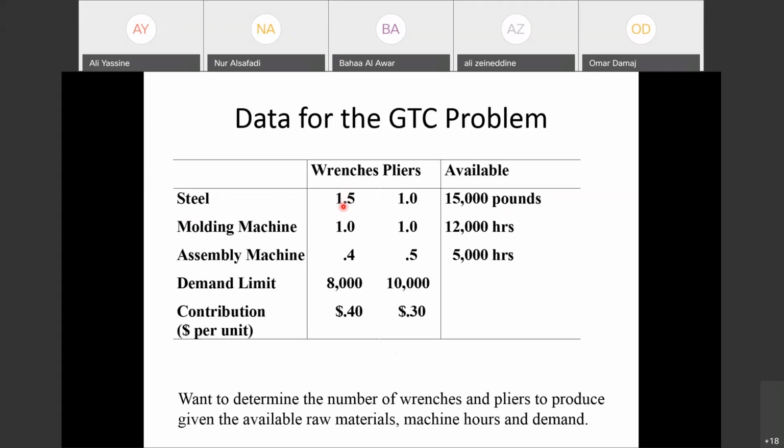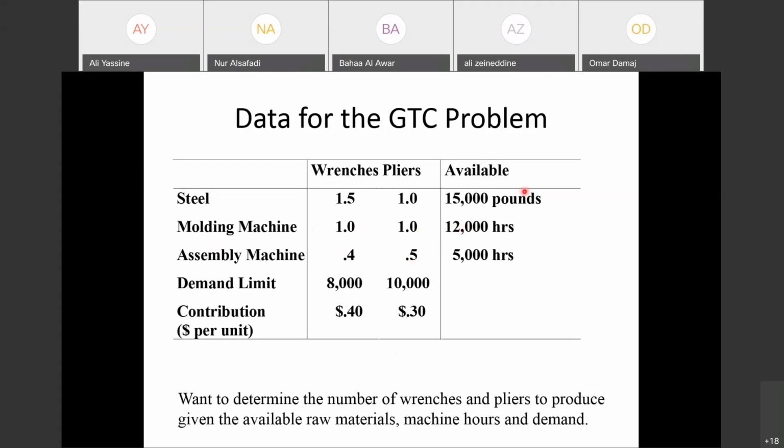And you also use some common machining resources, like a molding machine to mold the steel, and then some assembly machinery. Those are the 2 processes used. On the other hand, the plier will use only 1 pound of raw steel, and it uses 1 hour, let's say, because this is in hours, 1 hour of molding time on the molding machine, and half an hour on the assembly machine.